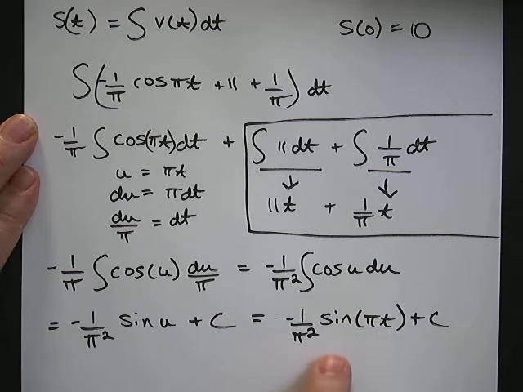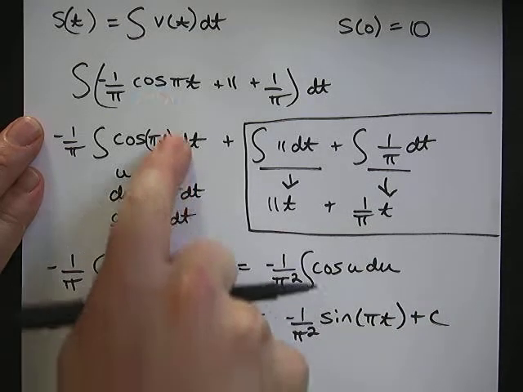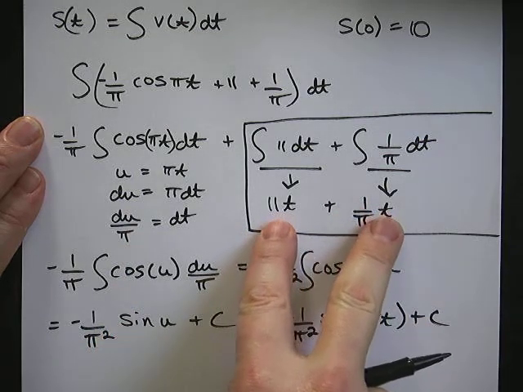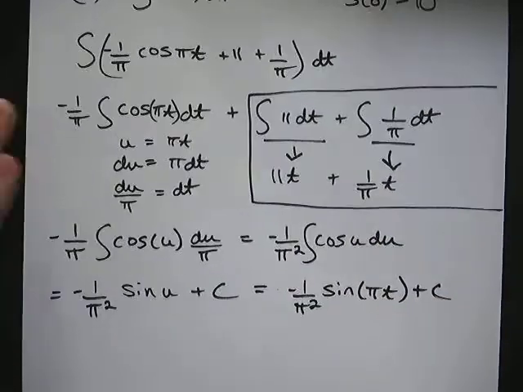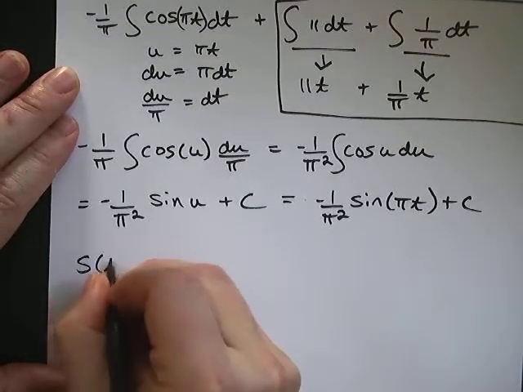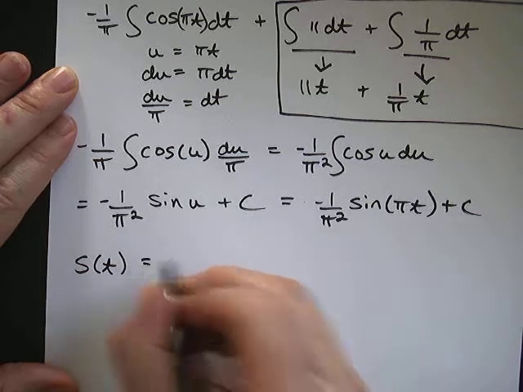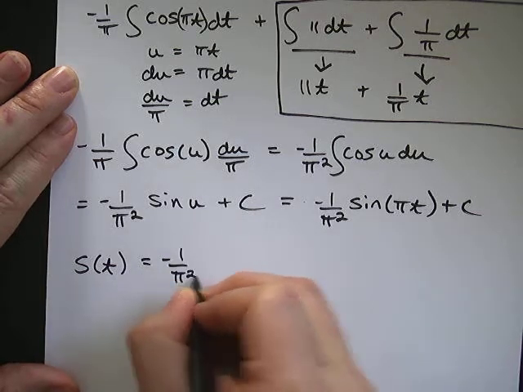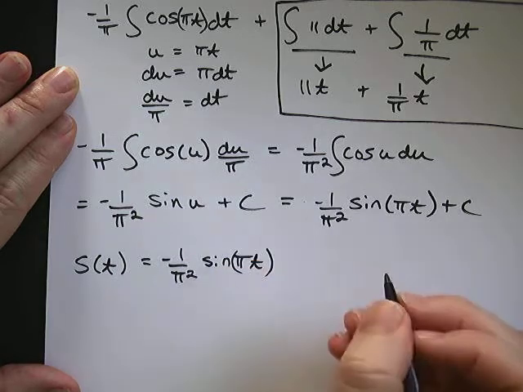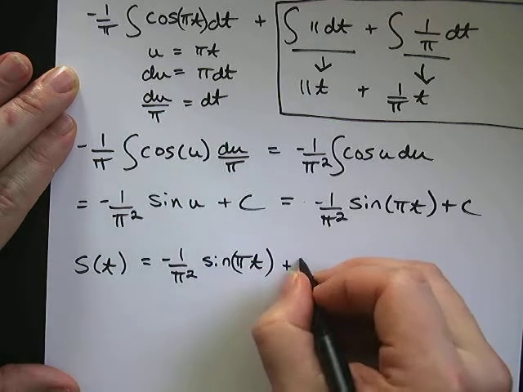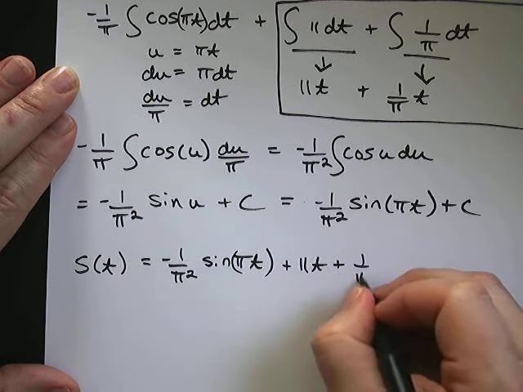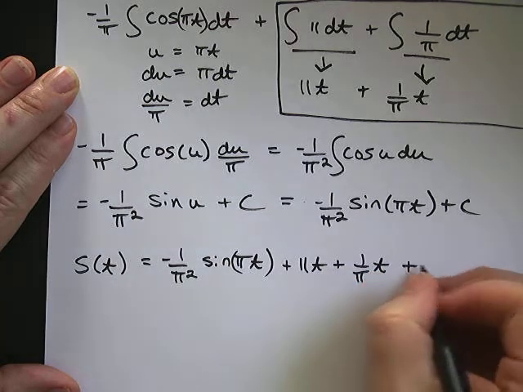Now, keep in mind that this is only this part. We said we were going to swing back and grab these two. These two were part of the integral too, so I have to tag those on to the end. So I get the position function, s of t, is equal to negative 1 over pi squared sine pi t plus 11t plus 1 over pi t plus c.